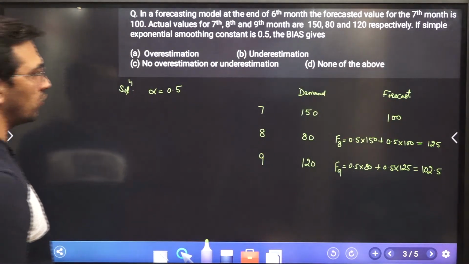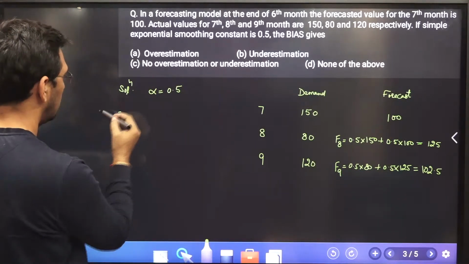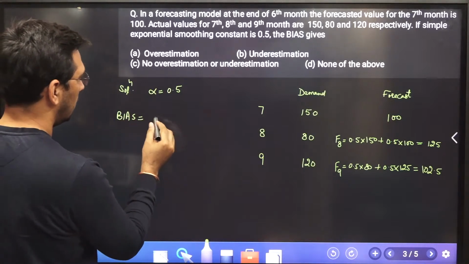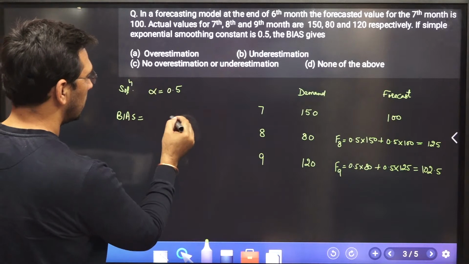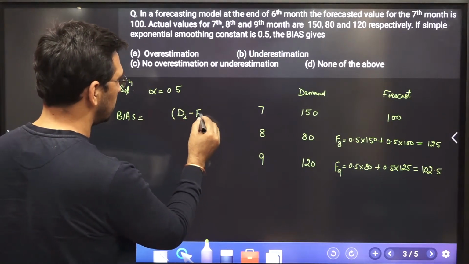Now what do I want? I want to find out the bias. How do you find out bias? First, I need to know bias. So bias is simply the difference, di minus fi. In general form, this is how you write.